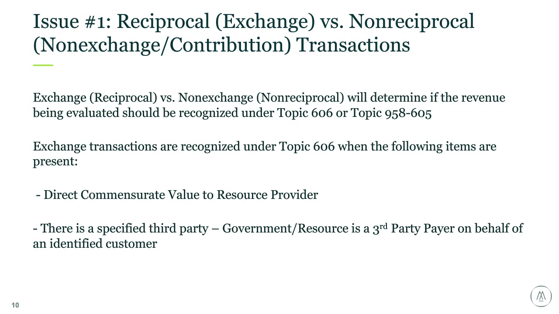Transfers of assets, typically from a government entity, that are part of an existing exchange transaction between a recipient and an identified customer are considered exchange transactions. For example, payments under Medicare or Medicaid programs. The customer is the patient receiving the medical services, which is an exchange transaction, and the government is the third-party payer. Reciprocal or exchange transactions would be recognized under ASC 606.